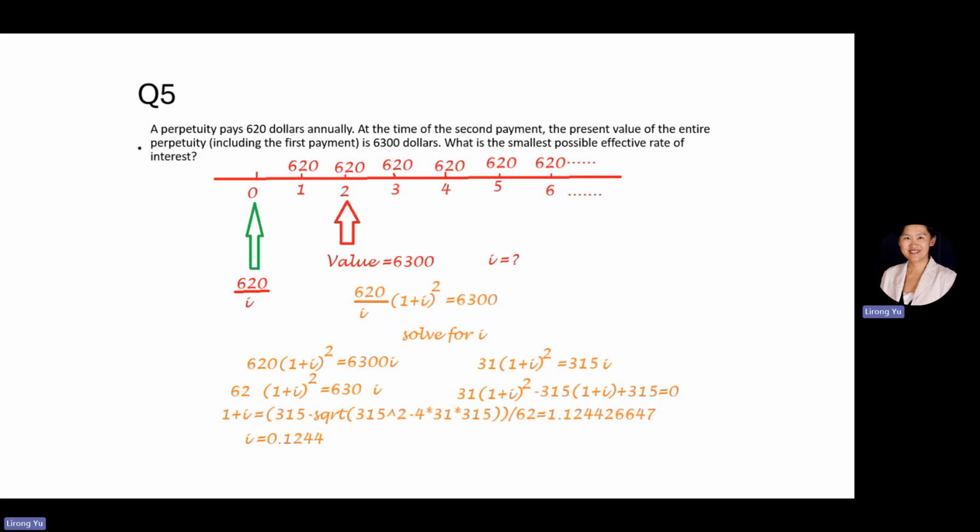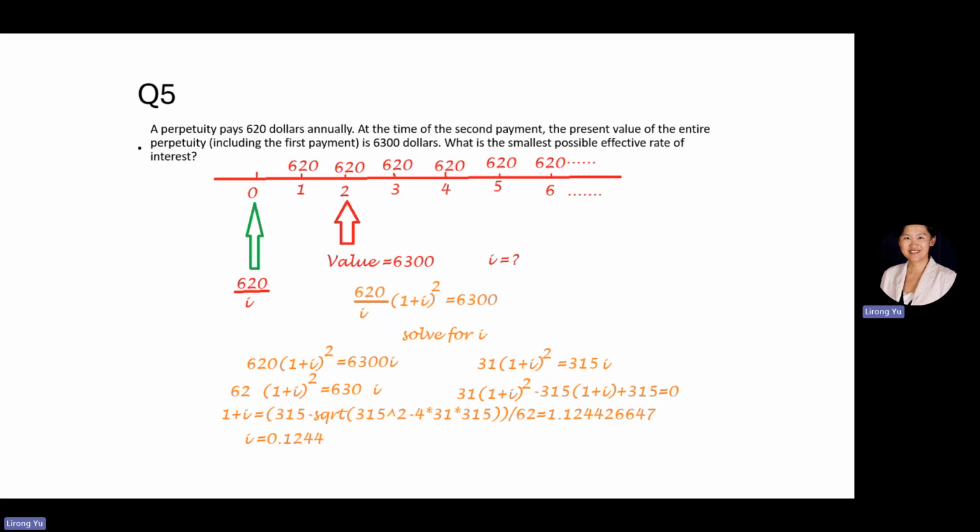Then I realized that instead of multiplying out 1 plus I squared, which equals 1 plus 2I plus I squared, it's easier to turn the I on the right side into 1 plus I. So the right side could be written as 315 times 1 plus I, then minus 315. That's why we got this right side: 31 times 1 plus I squared, minus 315 times 1 plus I, plus 315. And with that, we can use the quadratic formula to solve for 1 plus I, because 1 plus I is kind of like the x value.